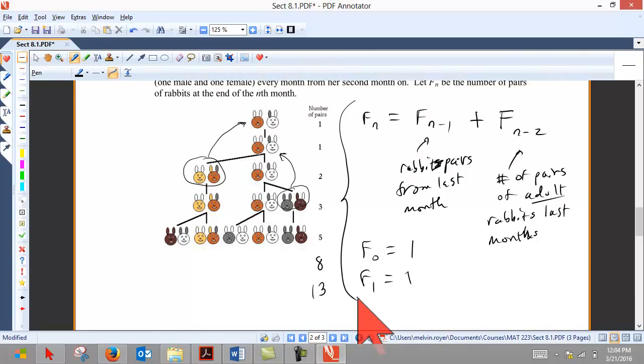So what's f sub 3? What's f sub 3? It's f 2 rather. It's f sub 0 plus f sub 1. It's 1 plus 1 is 2. And that's the familiar pattern if you've seen the Fibonacci numbers, that each number is the sum of the previous 2.